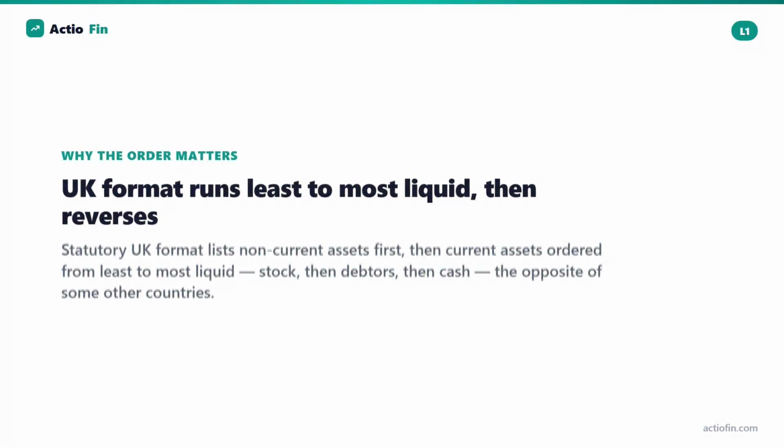Meaning stock appears before debtors, which appears before cash itself. It then follows the same logic for liabilities. This ordering is prescribed by the Companies Act formats, and while it makes little difference to the arithmetic, it is worth recognizing. Because it differs from formats used in some other jurisdictions and can otherwise make an unfamiliar balance sheet feel harder to read than it actually is.